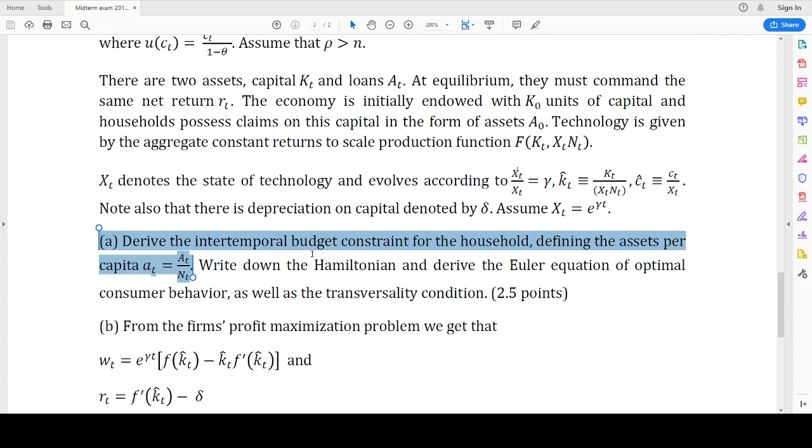So we're going to derive the intertemporal budget constraint for the household defining assets per capita. This is something you have to memorize, and I think it's on all of her exercises and tests. So it's very good to know. And we start with, what does the household make money from? They make money from earning a wage, and we're going to multiply that by how much labor they have, and then add to that the amount of assets they have times the value of those assets, their rental rate.